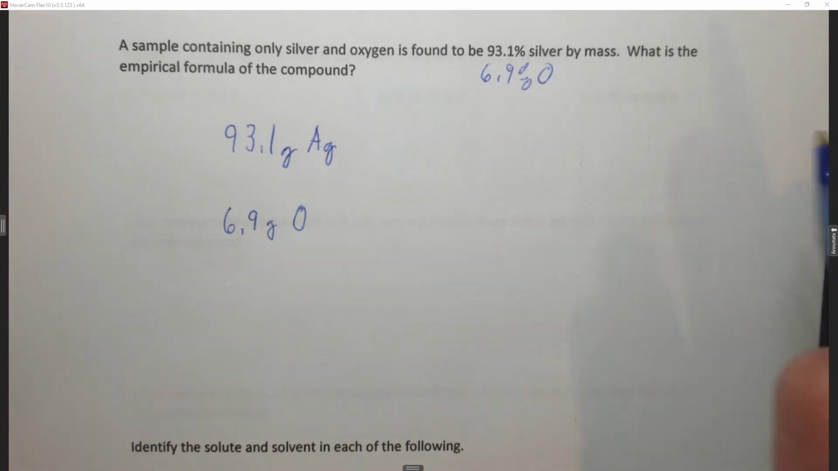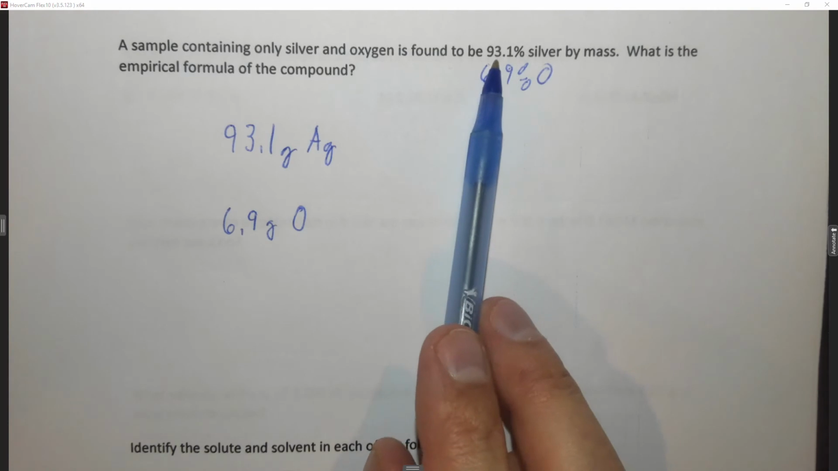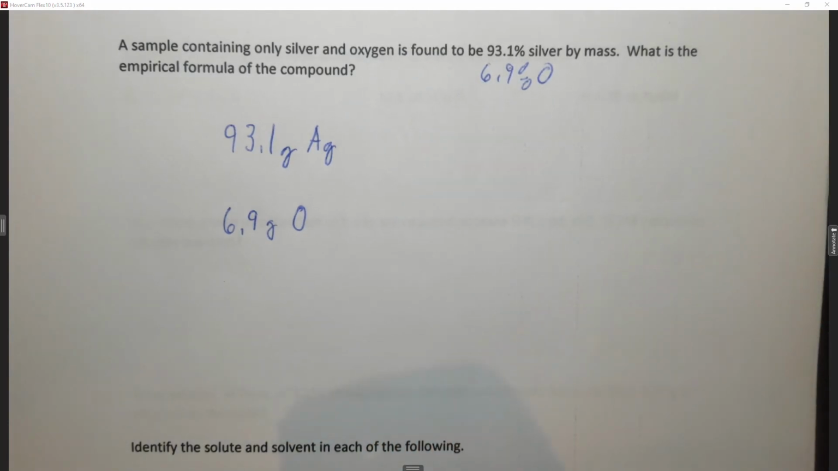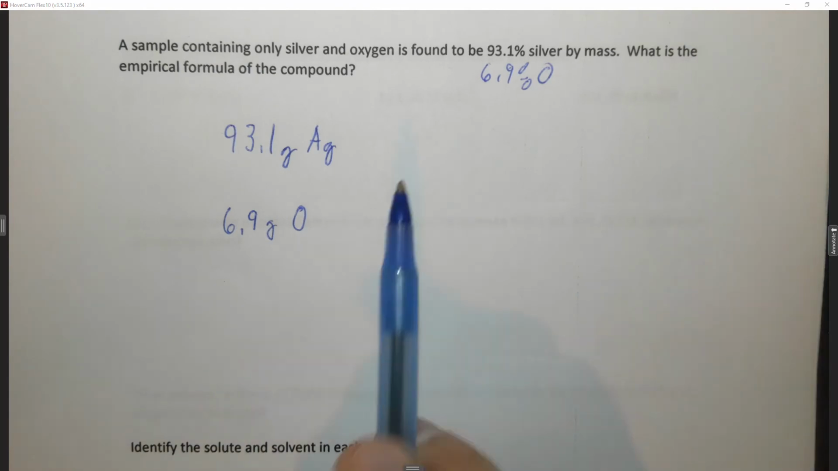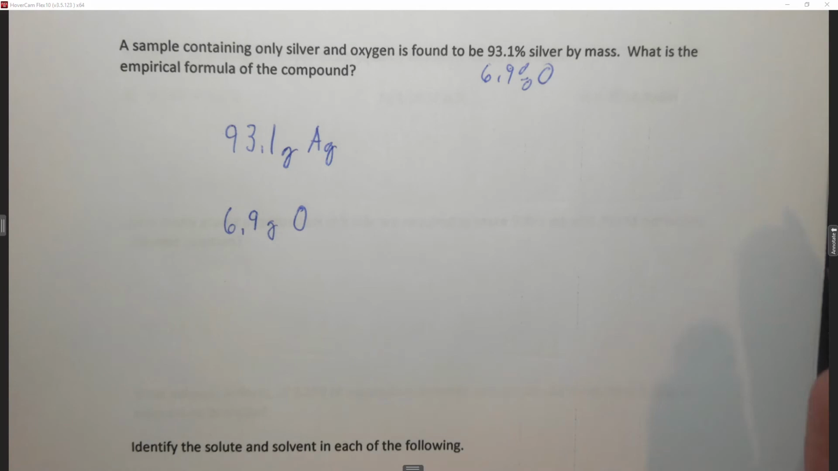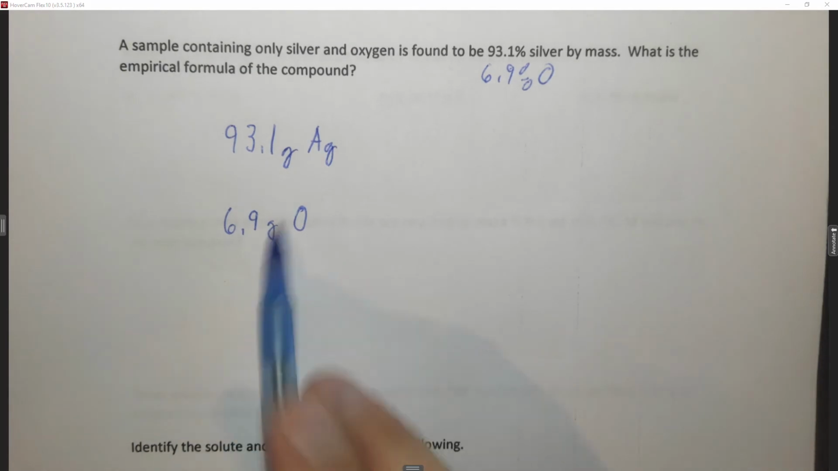You could assume there was 2 grams if you wanted, multiply 2 by 0.931 and multiply it by 0.069, and you'd get the same answer. But it's easier to assume 100, so then we don't have to do any extra math. We can just use this as grams, and we can just use this as grams. Now we need to convert these to moles using the molar masses.